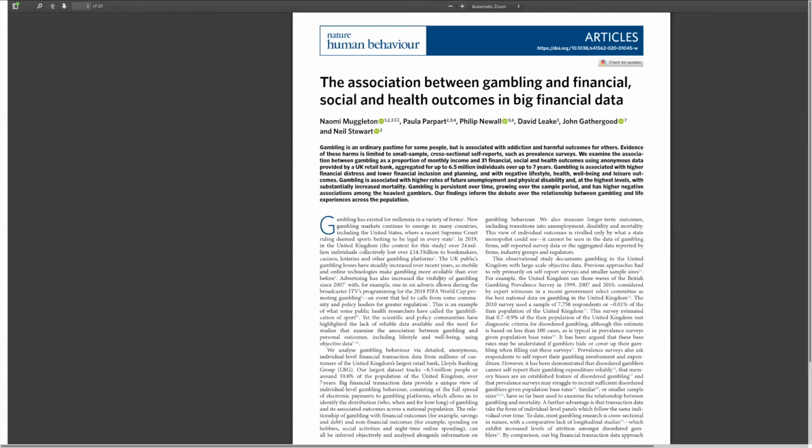So let's have a look at what we did. Here's the paper that actually came out, and you can see that our headline is much drier, the association between gambling and financial, social, and health outcomes in big financial data. So it's a dry headline, because as scientists, what we're trying to do is use our data source to describe what's going on in the world, but there's no need for us to make sensational claims. We just want the data to speak for itself.